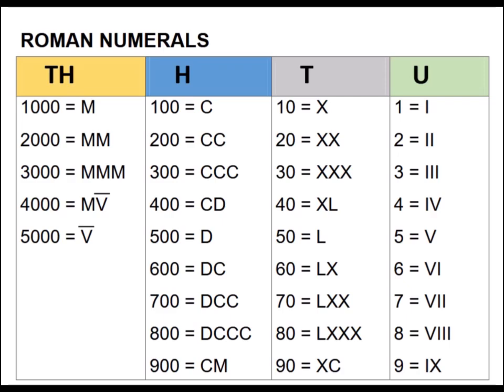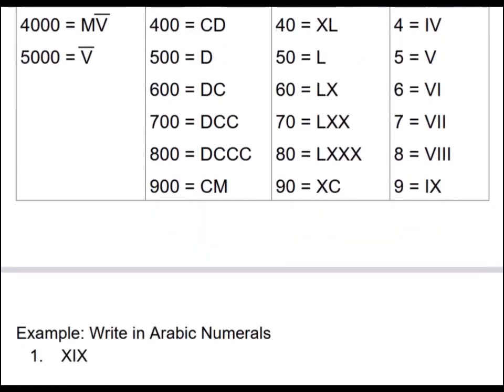Then to the thousand, we have 1000 as M, 2000, MM, 3000, MMM, 4000 we have M V bar, and 5000, V bar. So we are learning how to write Roman numerals in Arabic numerals. So let's proceed to the example.